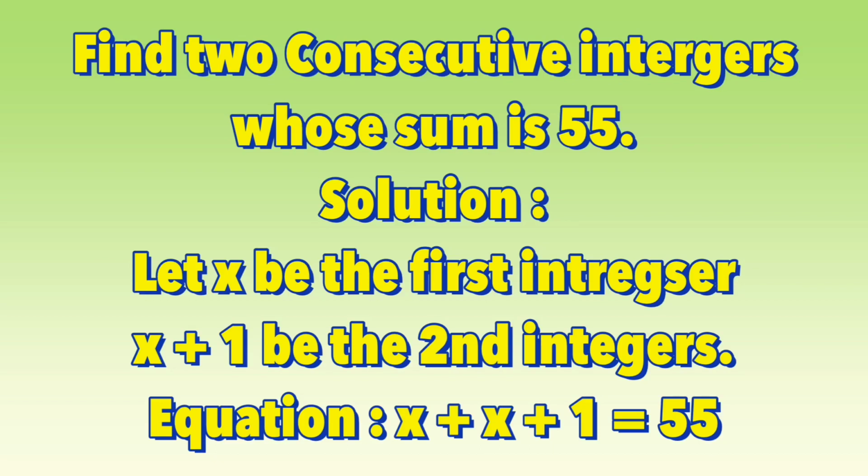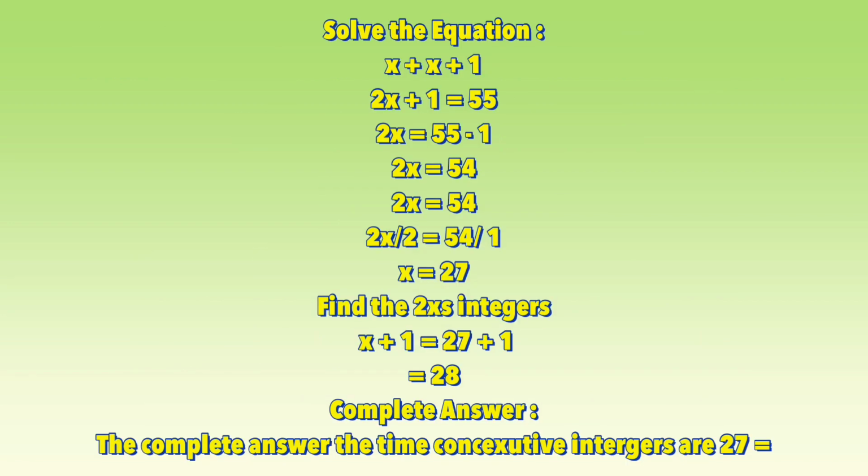Then next, we're going to solve the equation. x plus x plus 1 equals 55. Then combine like terms. x plus x equals 2x plus 1 equals 55. Then we're going to transpose the positive 1 to the right side of the equation. Becomes negative 1. And the left side equals 2x. Then 55 minus 1 equals 54. And the left side we have 2x.